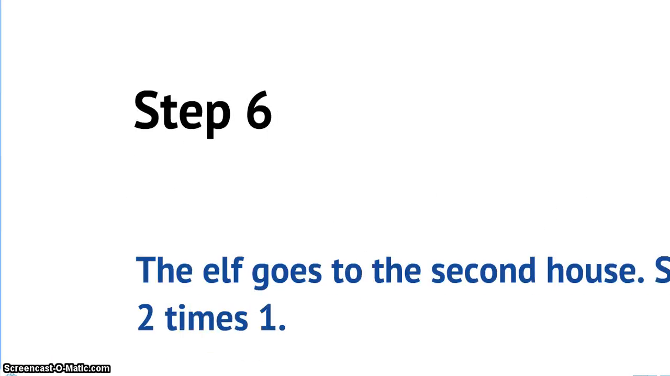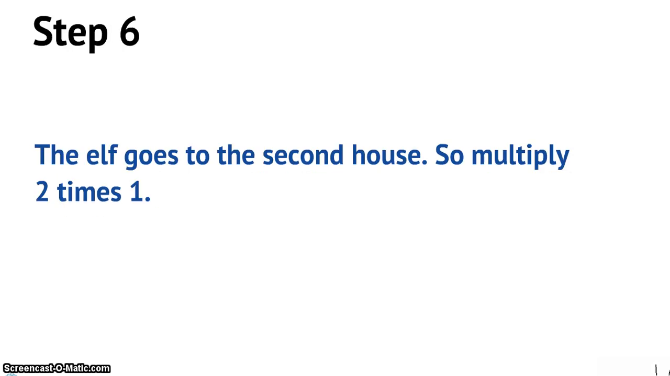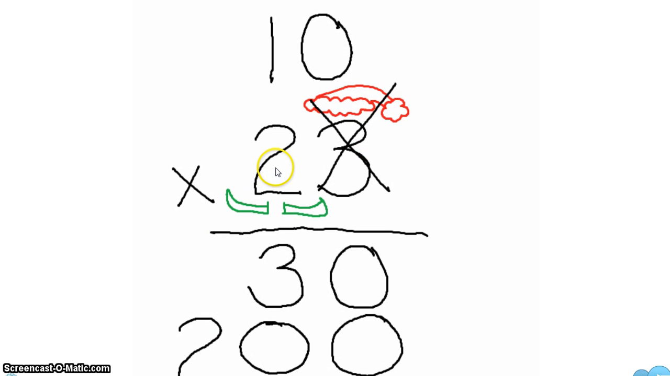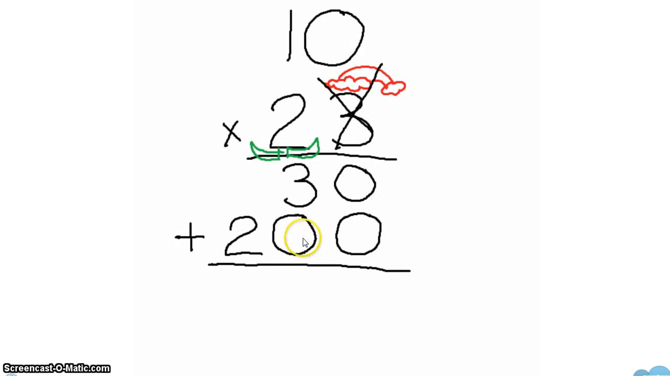Step 6. The elf goes to the second house. So we're going to be multiplying 2 times 1. Here's the elf again. 2 times 1 equals 2. We put it down here. Step 7. Once Santa and the elf have gone to both houses, you're going to need to add the numbers together. So we're going to take our 30 from Santa's visiting the houses and our 200 from the elf visiting the two houses, and we're going to be adding them together.